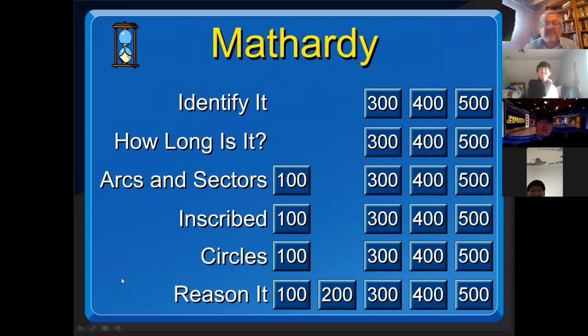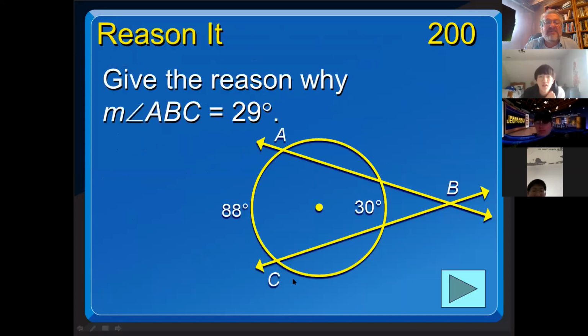Sorry, I'm losing these. Okay, Jason. Cruising at 200. Give the reason why the measure of arc ABC is 29 degrees. Can I just say the name of the theorem? I'd rather you read it out loud. Oh, okay. That's fine.